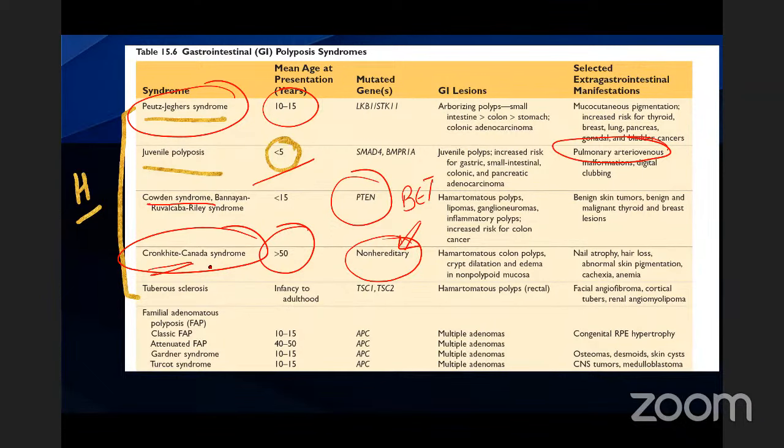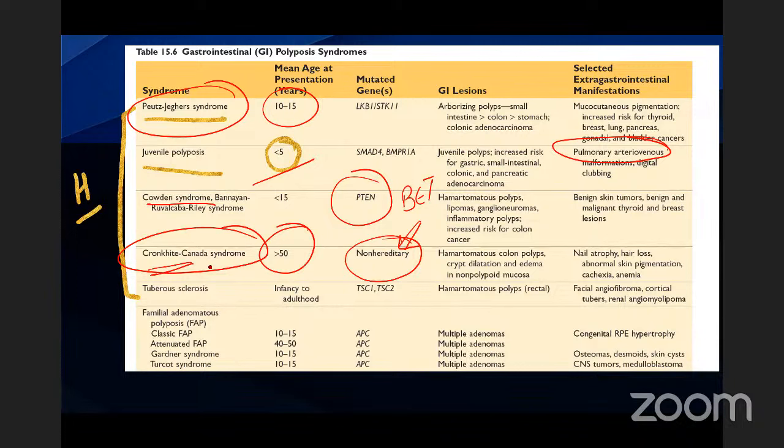That is very classical of Cronkhite-Canada syndrome. Okay, and apart from that, tuberous sclerosis can also cause a lot of hamartomatous polyps. Remember that, okay? And tuberous sclerosis is associated with very unique tumors in the body. Like it causes angiomyolipoma in the kidney, and it could cause rhabdomyomas in the heart. So these two you should never, never forget, okay?